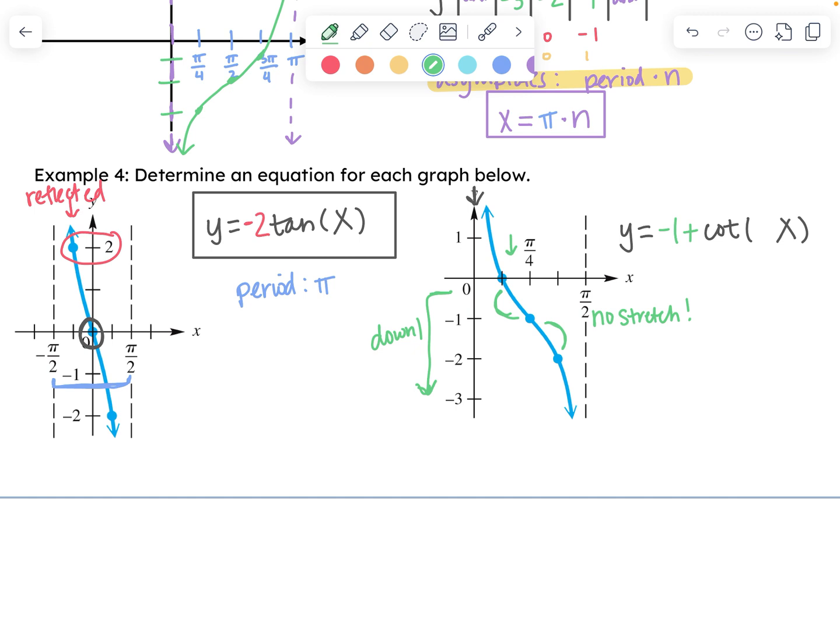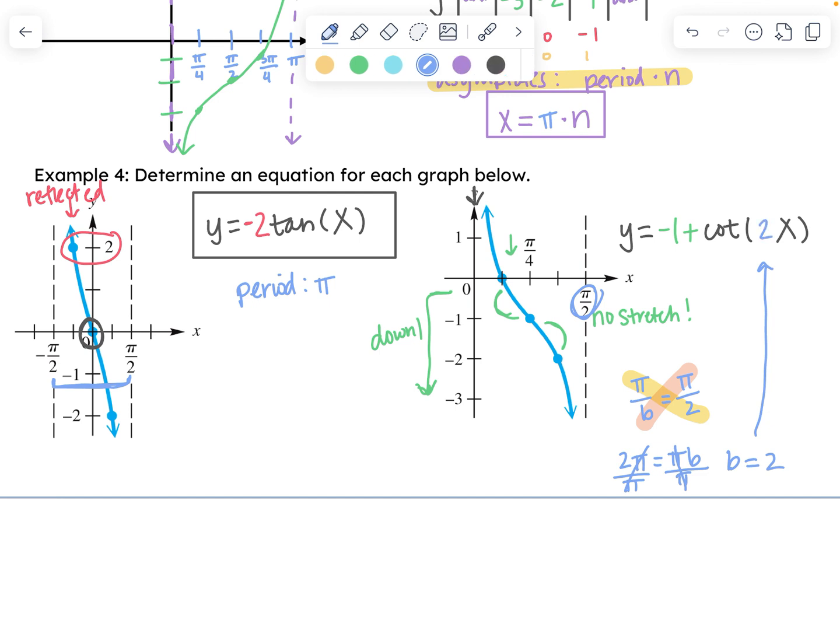Then normally we go from 0 to pi for my period, but you'll notice we're only going to pi over 2. So I would do pi over b is equal to that pi over 2. I can cross multiply here. So that's going to get me 2 pi is equal to pi times b. And I can divide both sides by pi to get that b is equal to 2. And that's what's going to go in right here. And there is my equation.